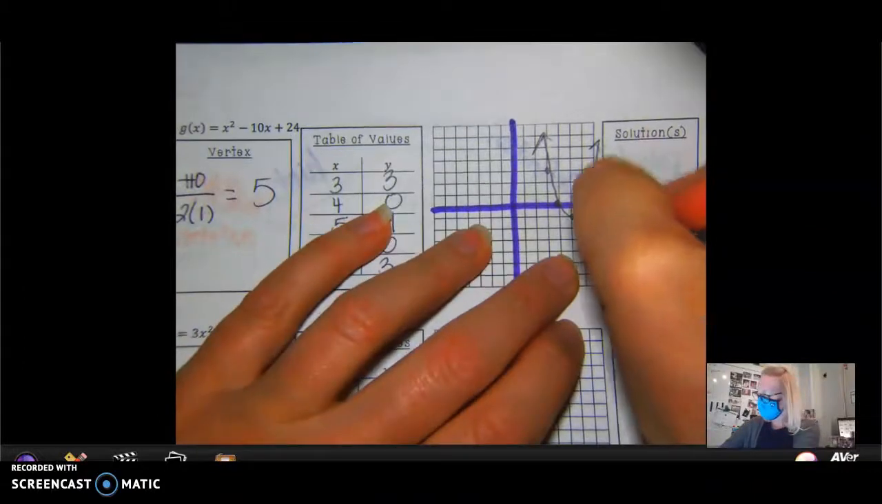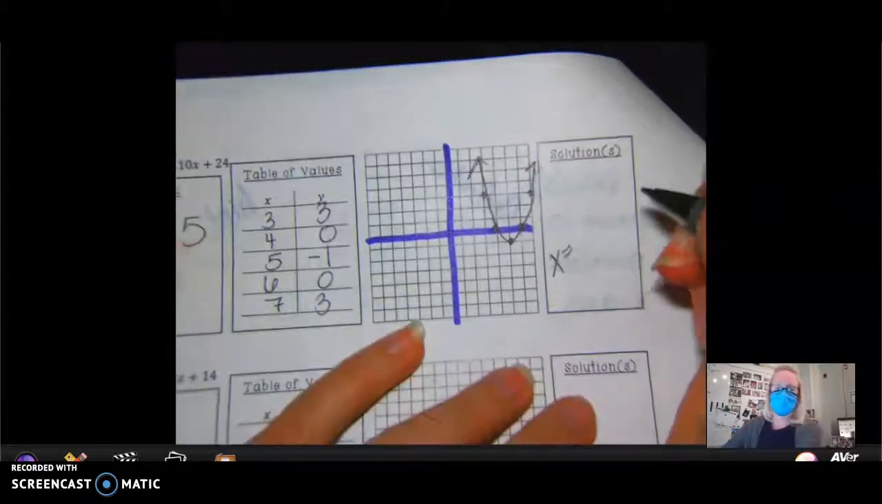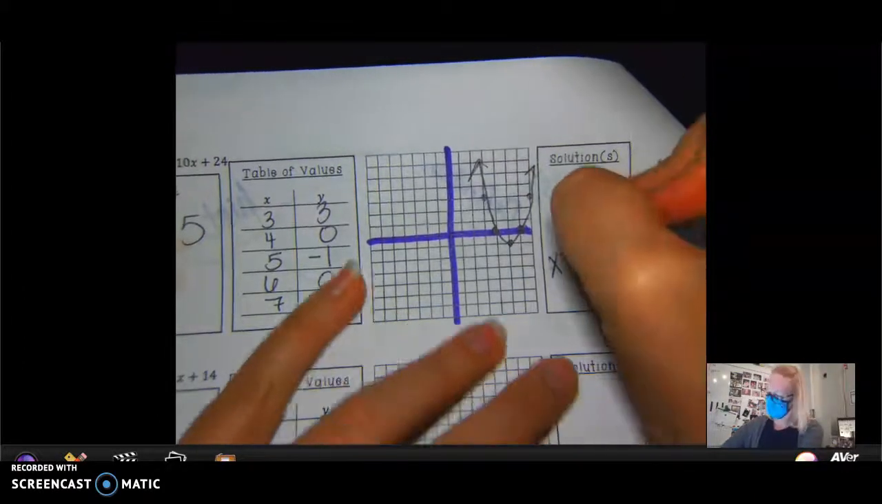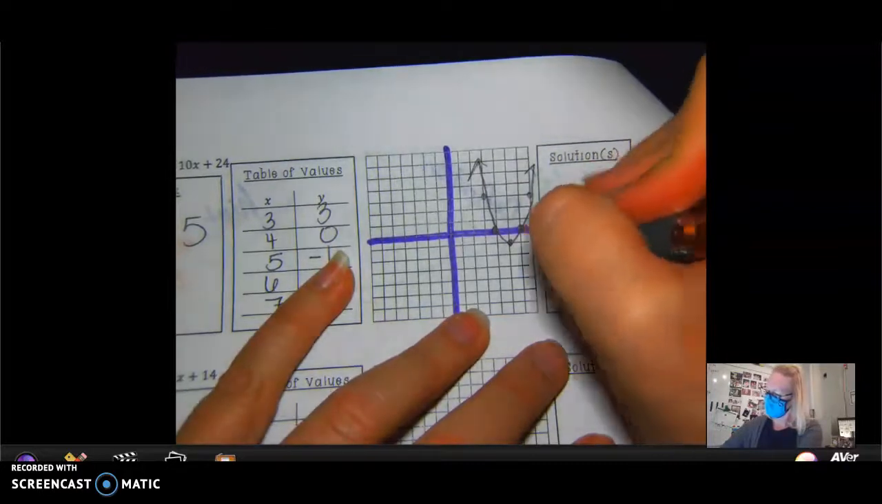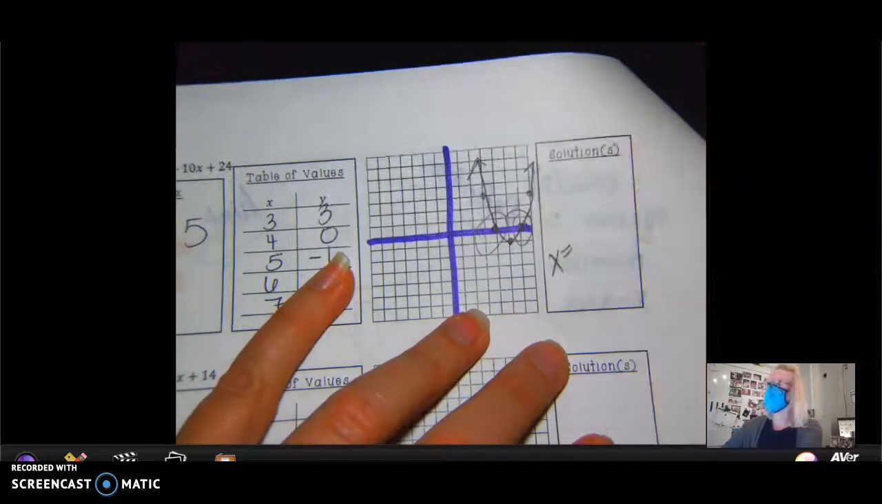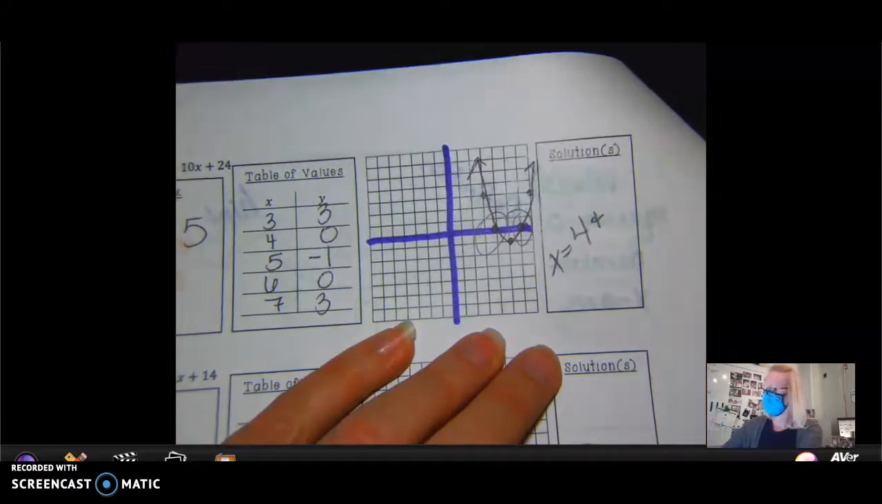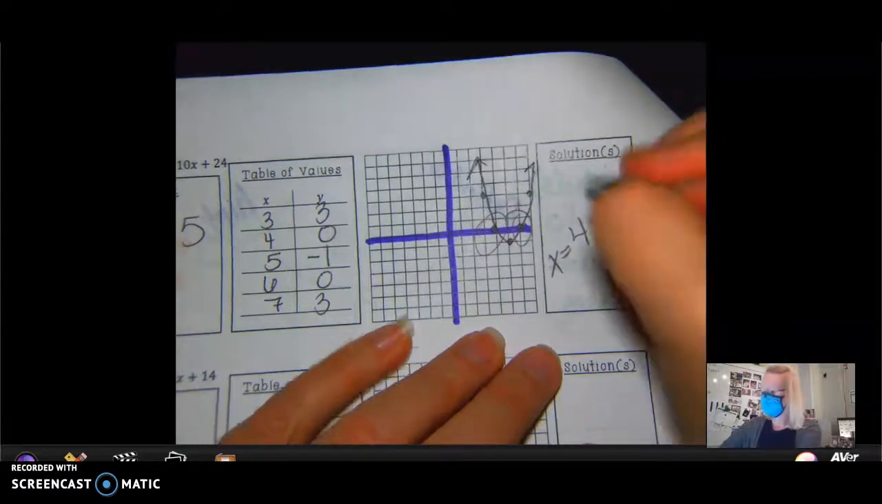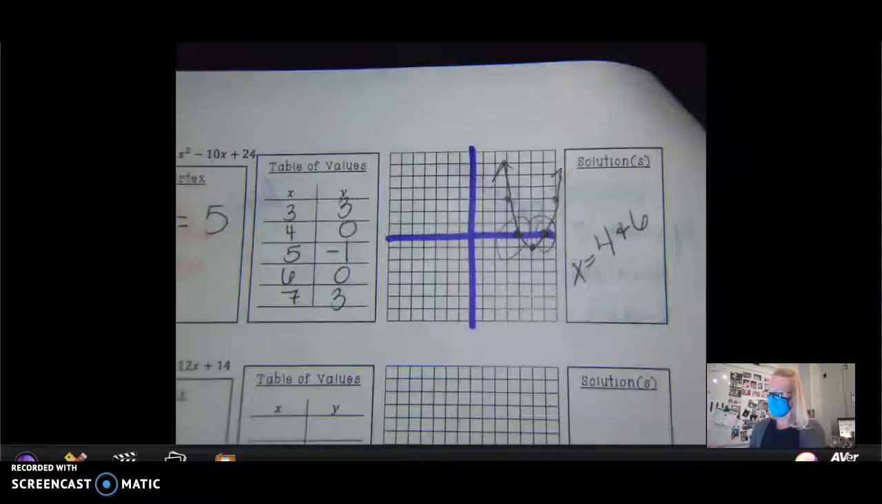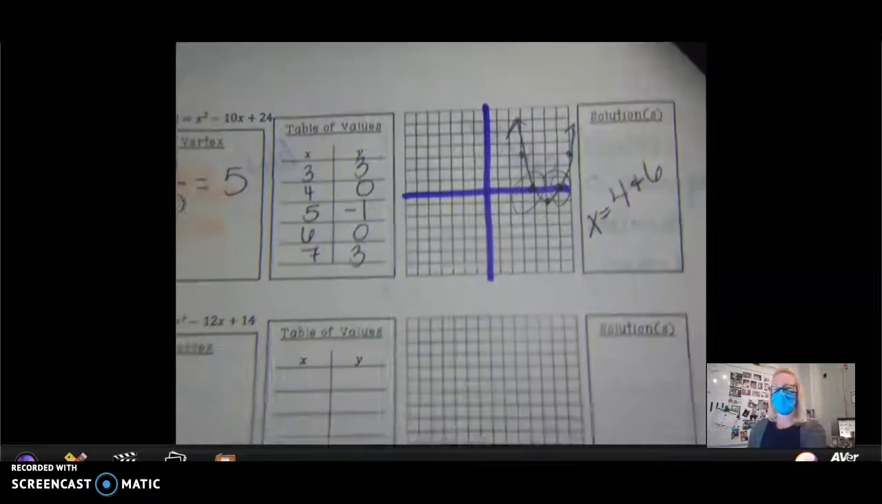So what are my solutions? X equals what and what? What number is x out there? 4 and close. 4 and 6. There you go. Good job. Any questions? Okay.